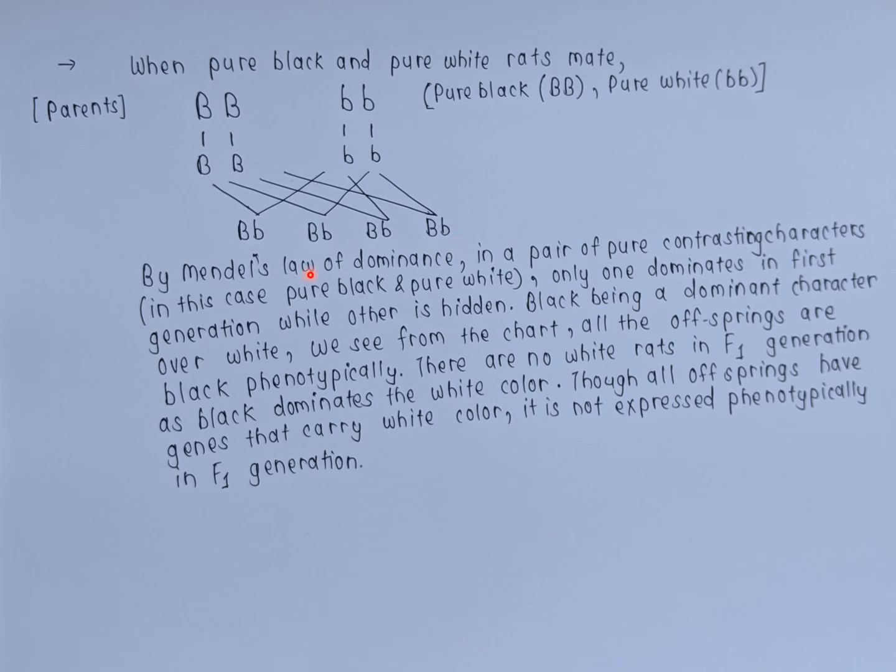Why? By Mendel's law of dominance, in a pair of pure contrasting characters, in this case you have pure black and pure white. So basically the character is color. Only one dominates in first generation, while the other is hidden. Hidden in the sense that it's not expressed phenotypically. Black being a dominant character over white, we see from the chart all the offspring are black phenotypically. There are no white rats in F1 generation as black dominates the white color. Basically, the explanation comes from Mendel's law of dominance. Though you must remember, all offspring have genes that carry white color. It is not expressed phenotypically in F1 generation. Good luck.